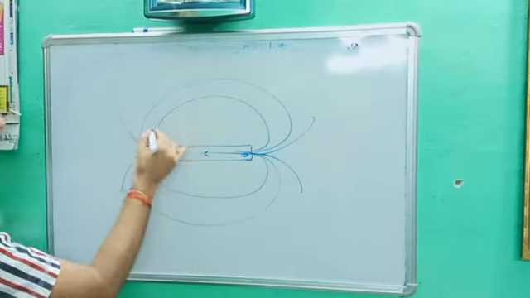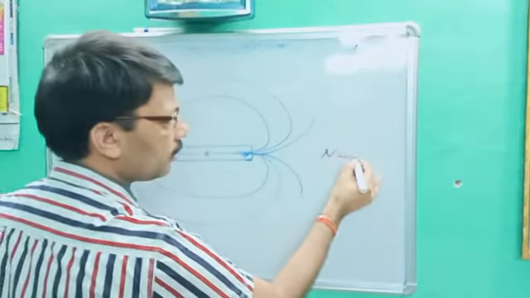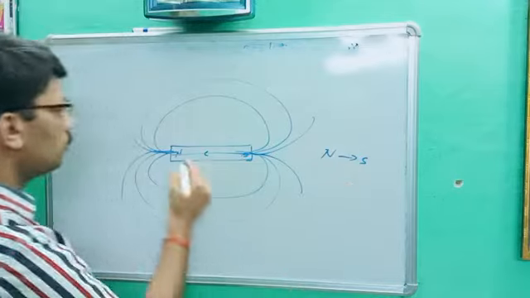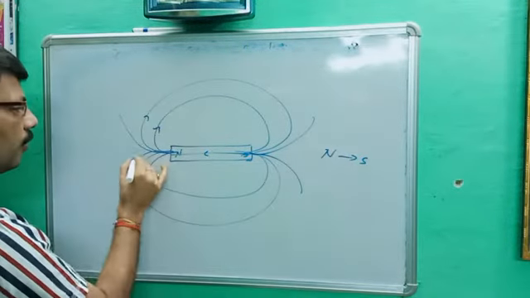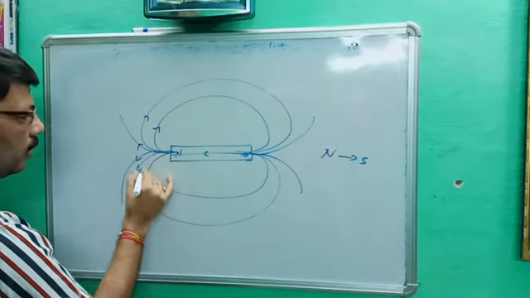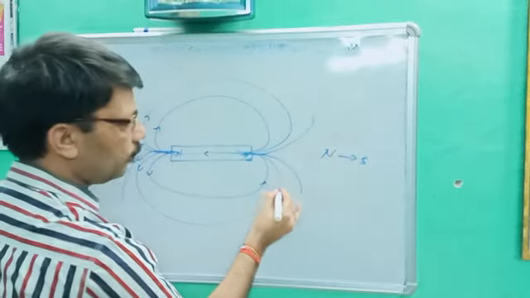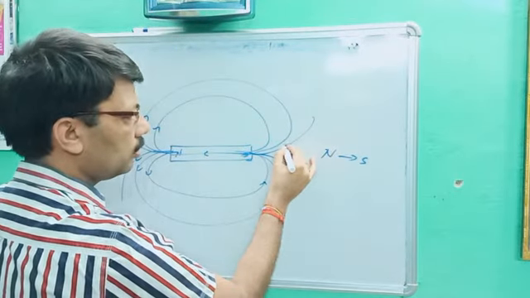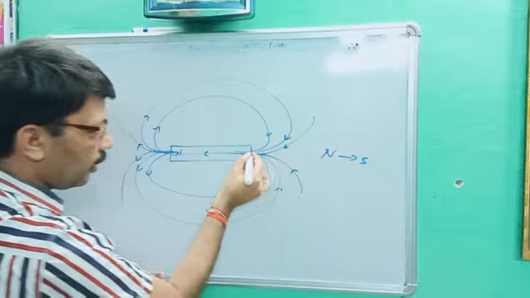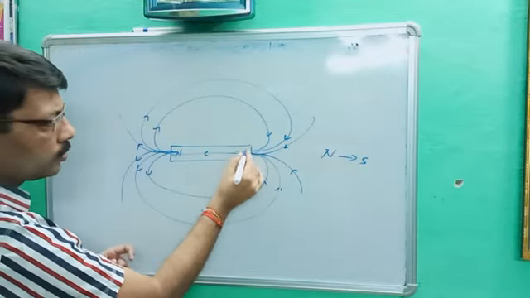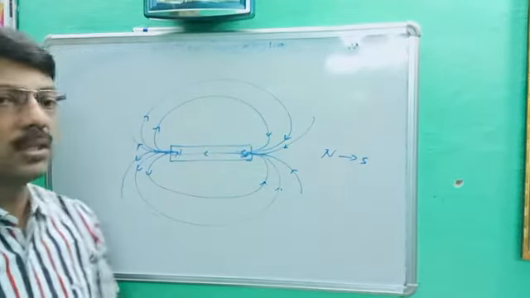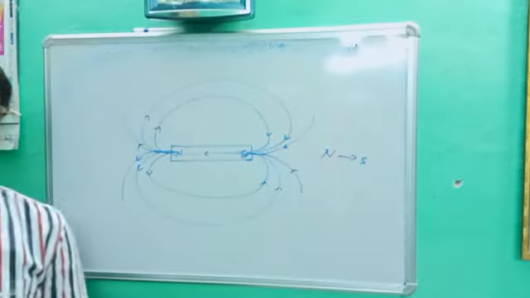What is the direction of the magnetic field? Always the direction of the magnetic field is from north to south. So its lines of force move away from north. The arrow will be away from north, and it will be towards south. Towards south. This is the main point. And inside the magnet, they move from south to north. So this is the diagram for magnetic line of force.